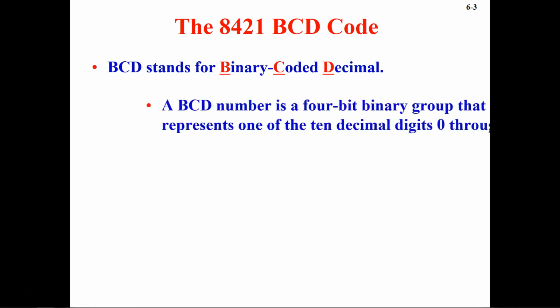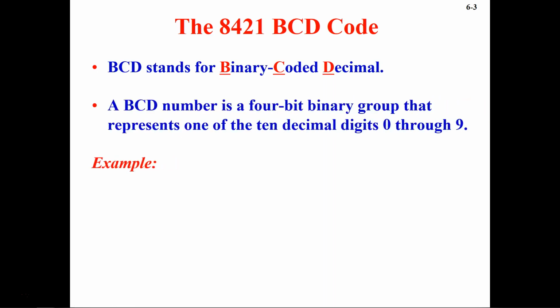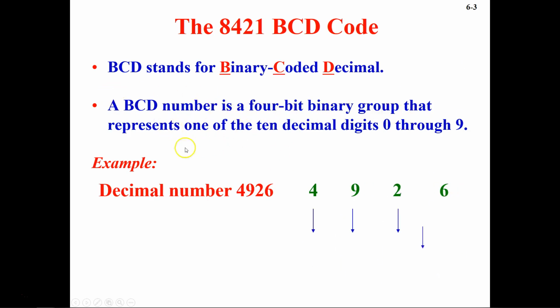So let's first start with BCD. BCD stands for binary coded decimals. We have seen binary coded decimals in the initial lectures. A BCD number is a 4-bit binary group that represents one of the 10 decimal digits between 0 through 9. I hope you remember how to convert a number from decimal to binary.